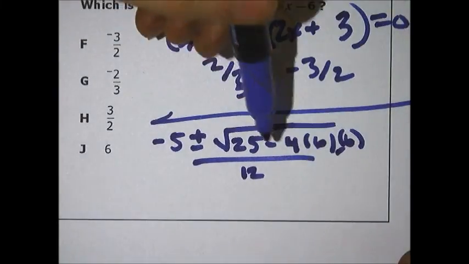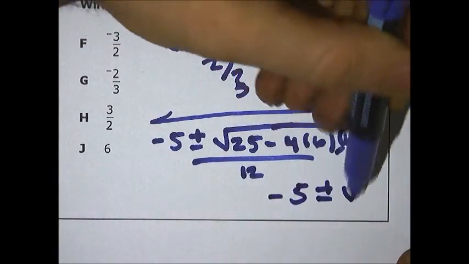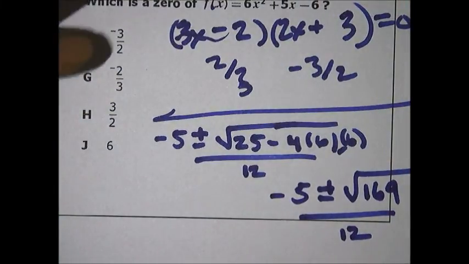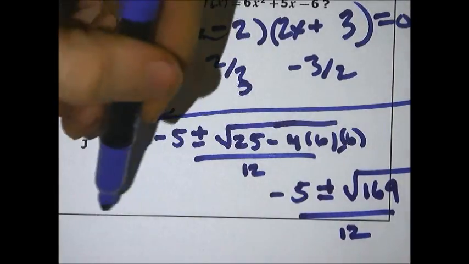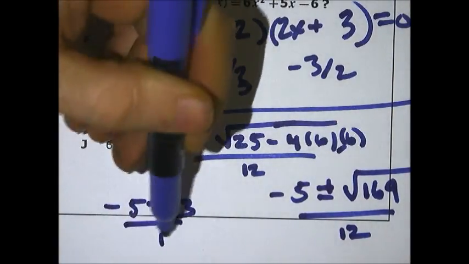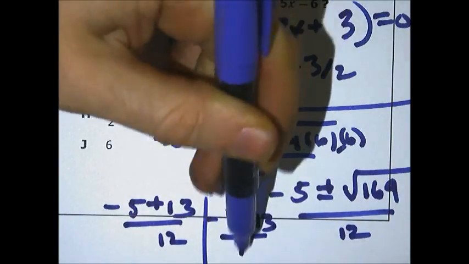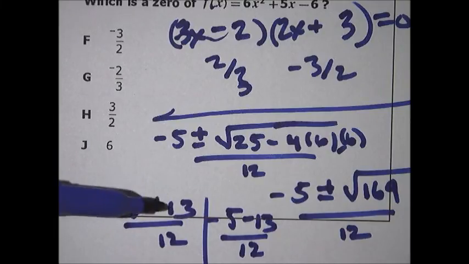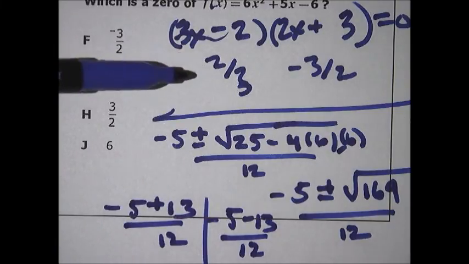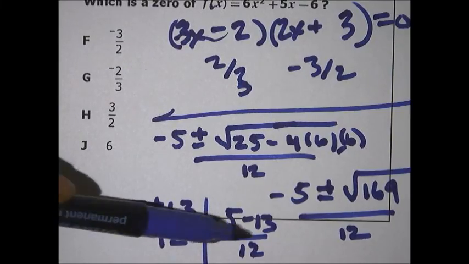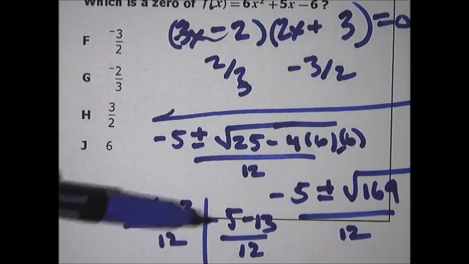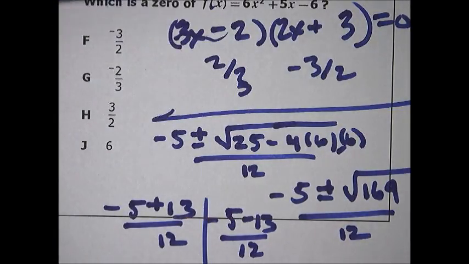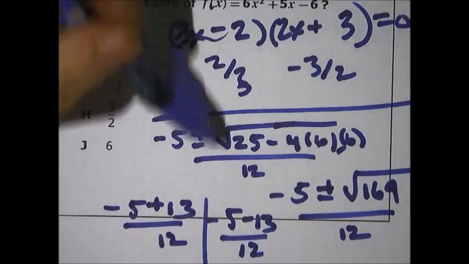This would be, which is good, a perfect square. -5 plus minus the root of 169 over 12. The square root of 169 is 13. So this is -5 plus 13 over 12 and -5 minus 13 over 12. We want to find the two answers. -5 plus 13 is a positive 8. 8 over 12 is, same answer we already had, right? 2/3. -5 minus 13 is a -18. -18 over 12 is a -3/2. So you got the same two answers. It's just whether or not you were able to do it through factoring or quadratic formula.